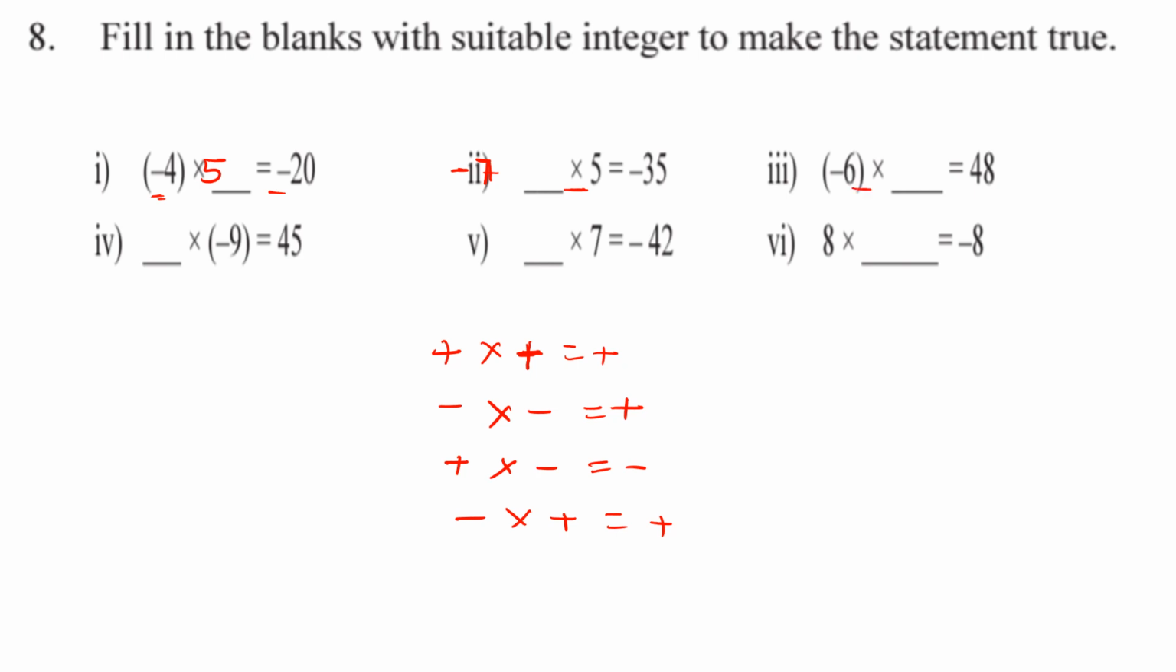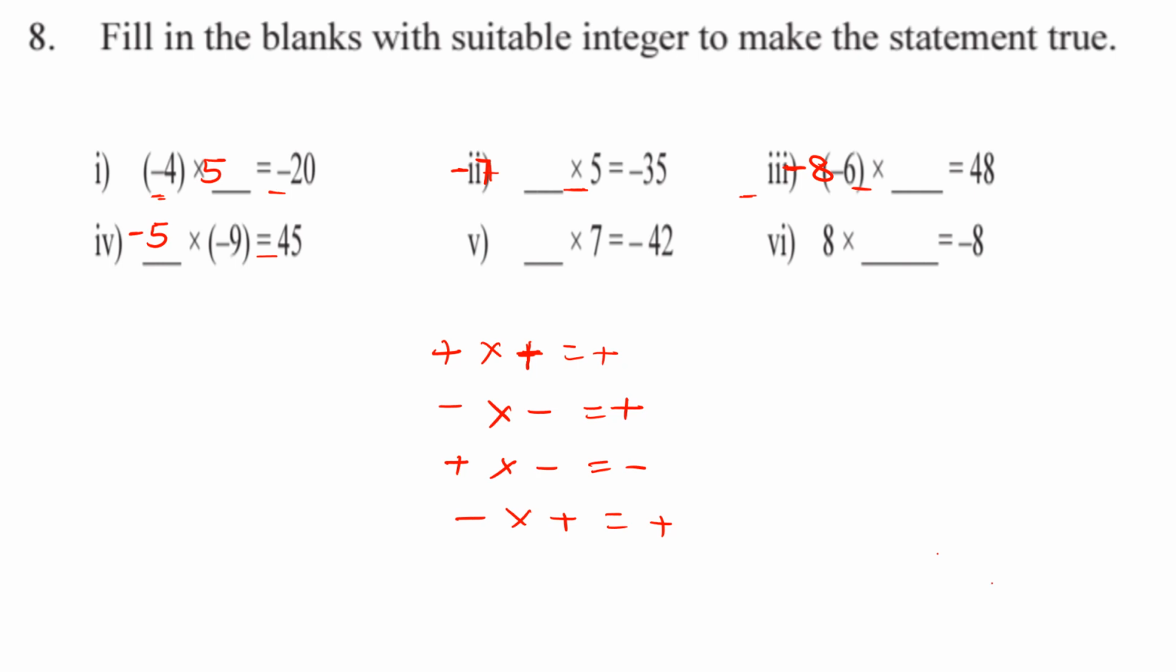Now the third question. Here they have given positive 1, and here a negative. Negative multiplied by negative should be positive. 6 8s are 48. Now look at this: this is also positive, so minus into minus should be positive, right? 9 5s are 45, so it is negative 5.